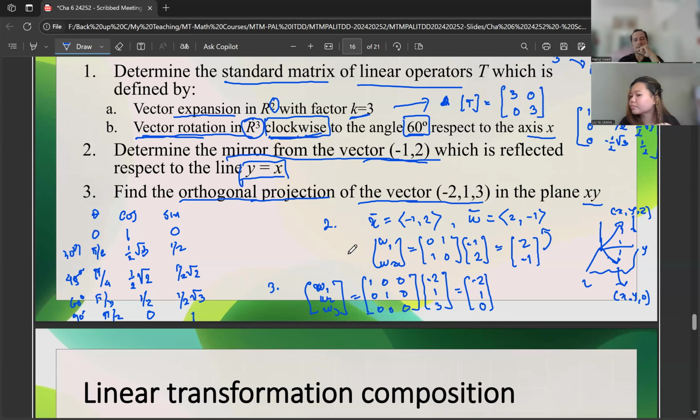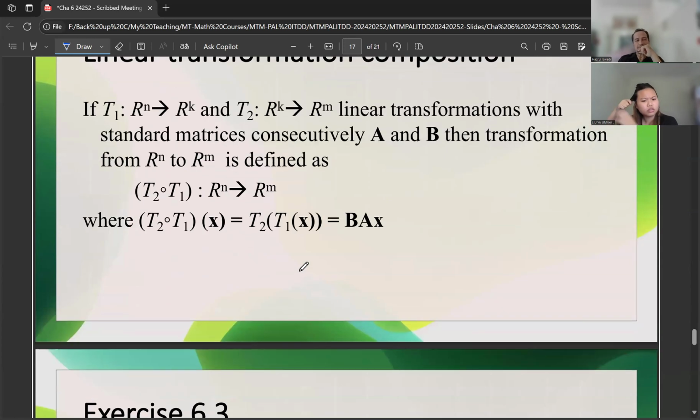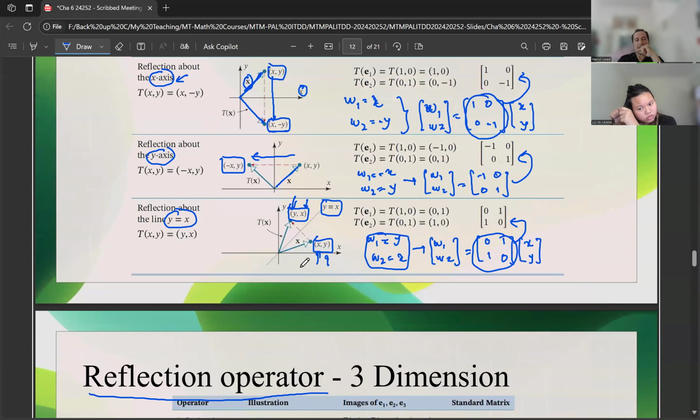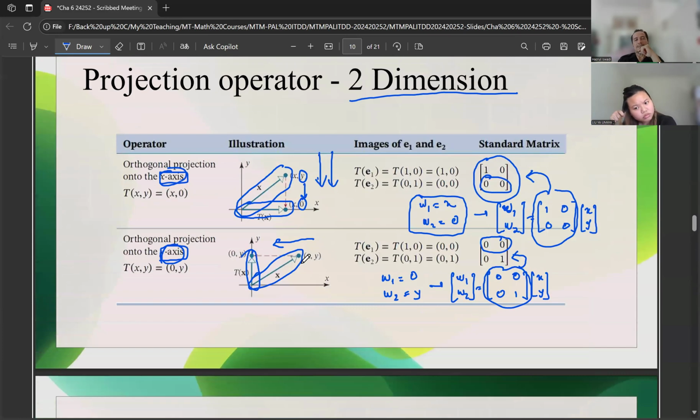If you do multiple choice in the ULS, you don't need to write this matrix, just know the principle. For multiple choice answers, you don't need to explain the calculation. Just know the principle that if it projects onto the xy plane, then z becomes 0. If it projects onto the xz plane, then y becomes 0. If it projects onto the yz plane, then x becomes 0. Okay, so all of the standard matrices must be known.